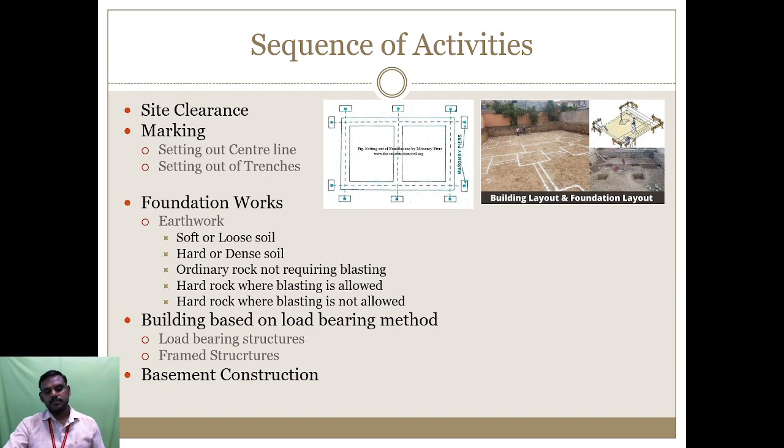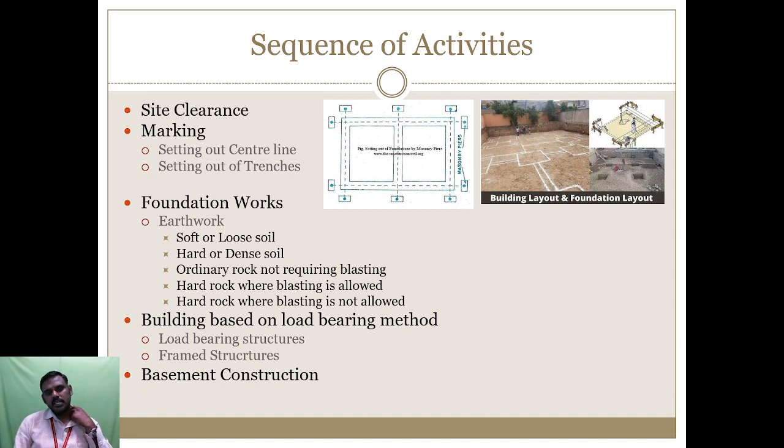Okay, next thing, buildings based on the load bearing method. There are two types of construction, which we already discussed. The first method is load bearing structures. Load bearing structure means the foundation carries the load from the walls, and the walls carry the load from the roof slabs. The load is carried through the walls only. So in this type of construction there are no columns, and in the openings we have to provide lintels.